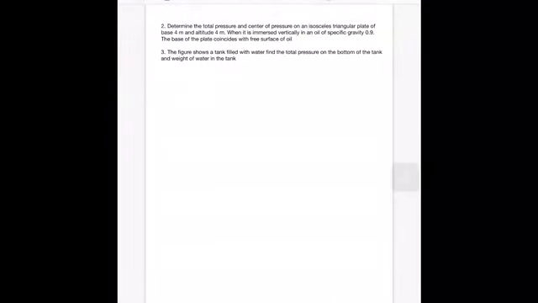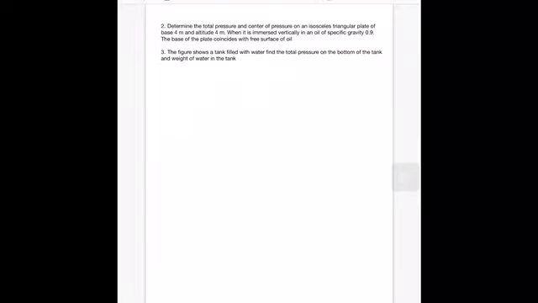Okay friends, now let's move to the next question. The second question is: determine total pressure and center of pressure of an isosceles triangular plate of base 4 meter and altitude 4 meter when it is immersed vertically in an oil of specific gravity 0.9. The base of plate coincides with the free surface of the oil. So in this question also we need to find out total pressure and center of pressure.